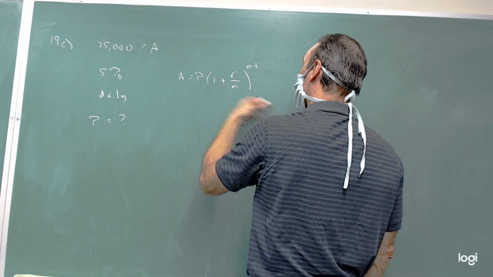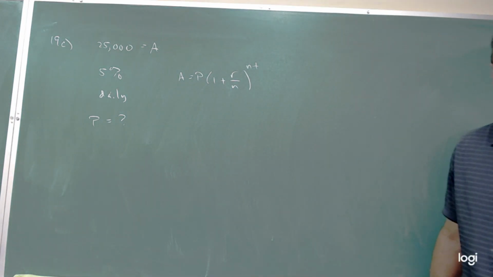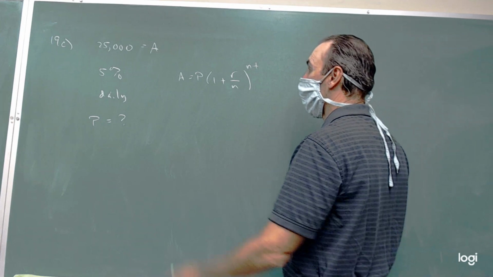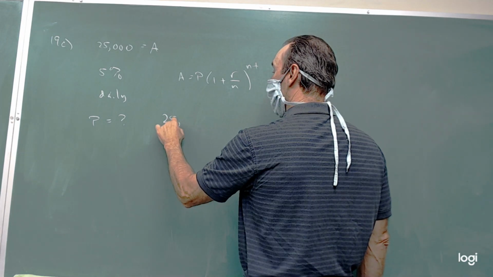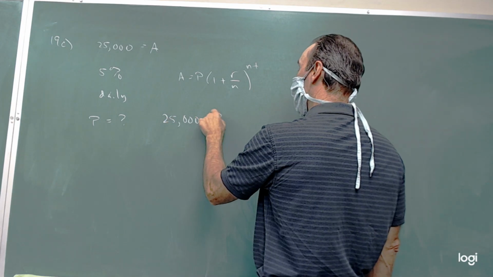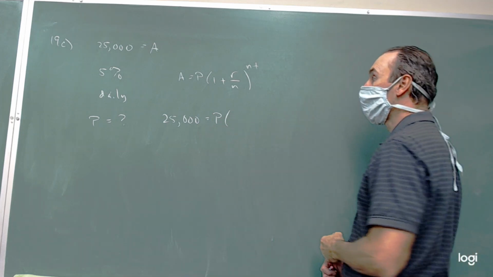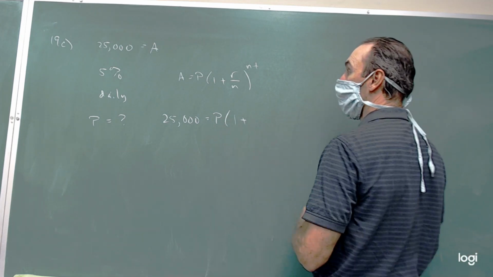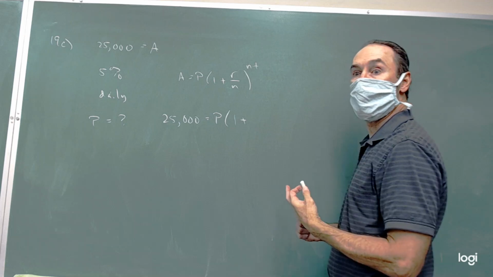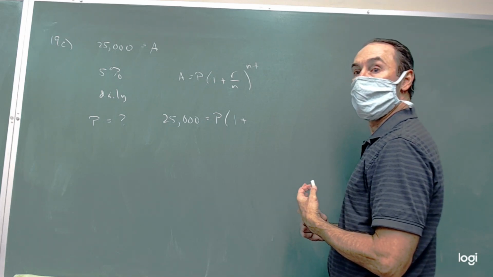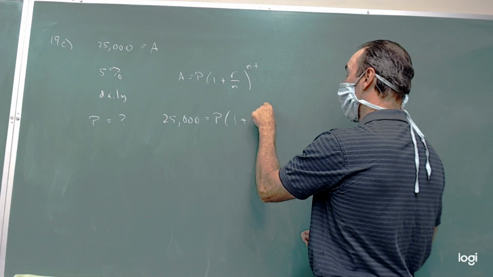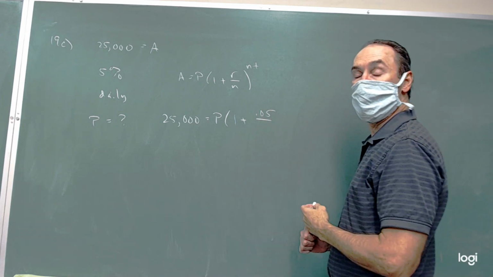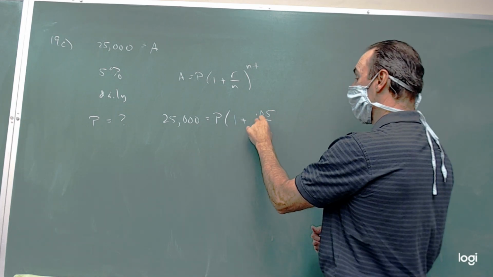You don't have to memorize this. I'll give this to you on the test. You just have to know how to use it. So our amount is going to be the 25,000. The P is what we're trying to look for. We're going to go 1 plus, and the R is going to become 0.05. Good. And the N is going to be 365.